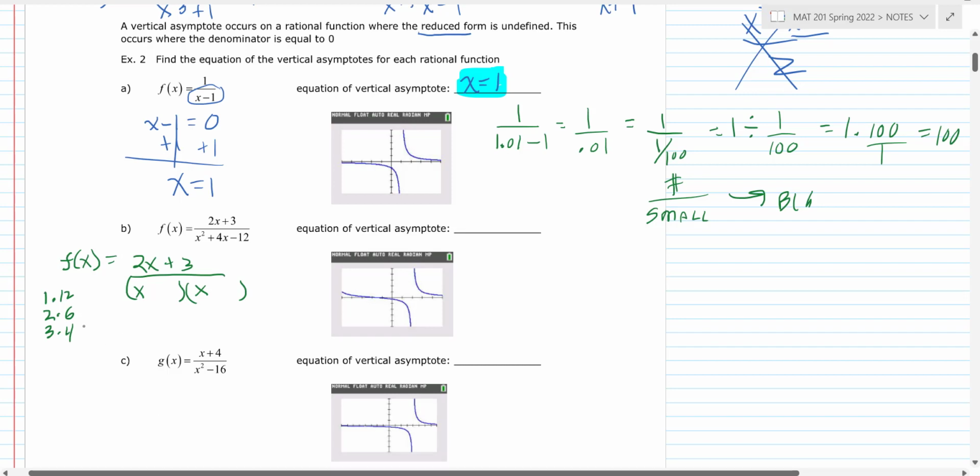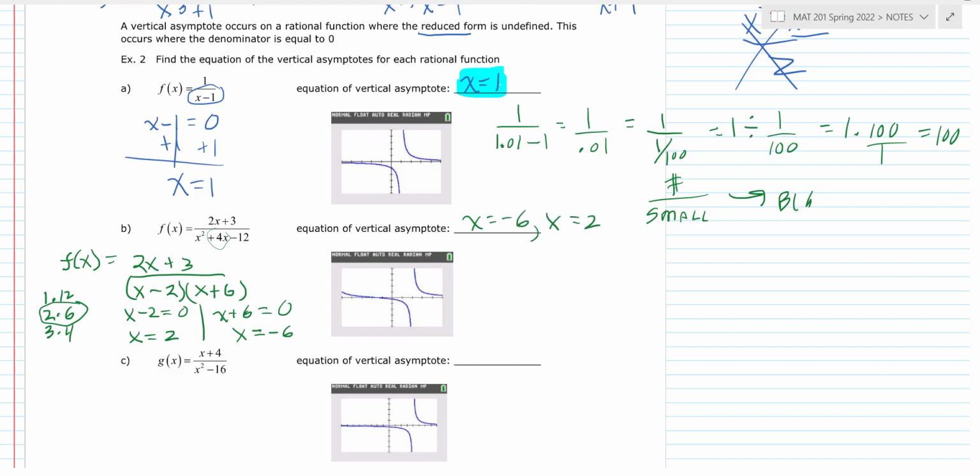These are all possible things that multiply to give 12, but we need to make these add up to 4, so you can make a 2 and 6 add up to a 4 if you have a plus 6 and a minus 2. Okay, so what this would do then is we would just set each factor equal to 0, and you're more than welcome to solve this in your head. Add 2 to both sides, that'll give x equals 2. Subtract 6 from both sides, you get x equals negative 6. So the equations of these two vertical asymptotes are x equals negative 6 and x equals 2.